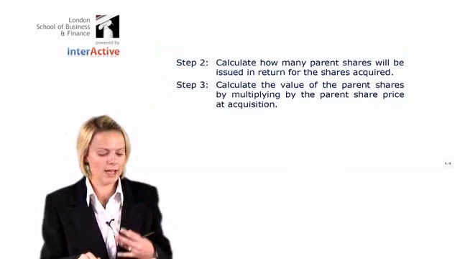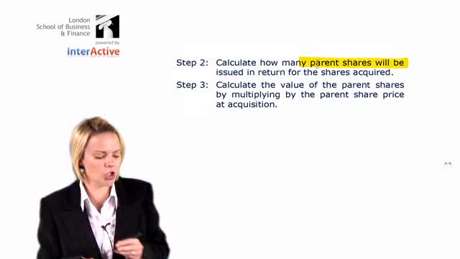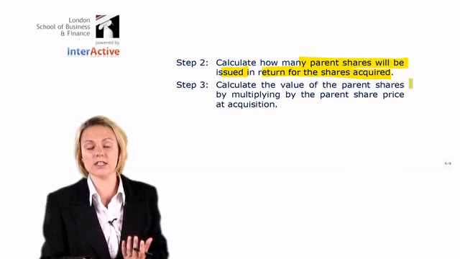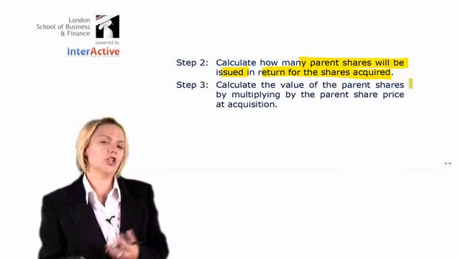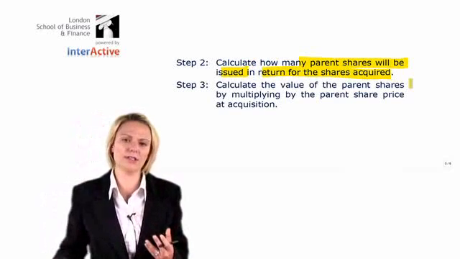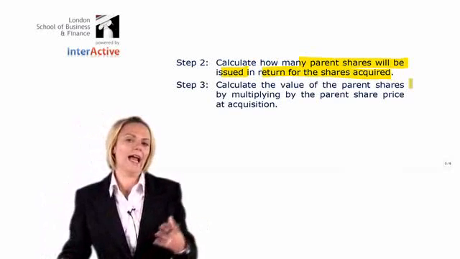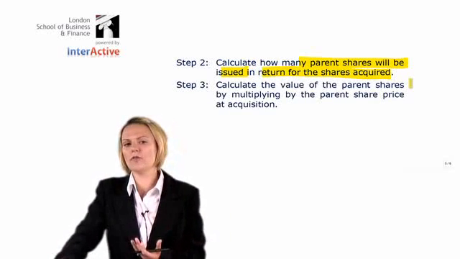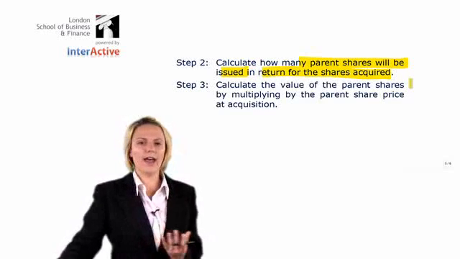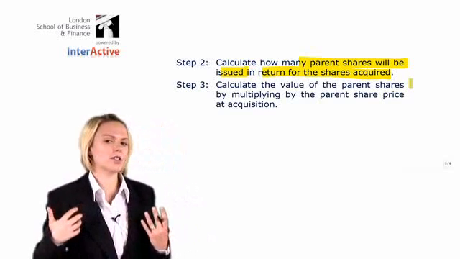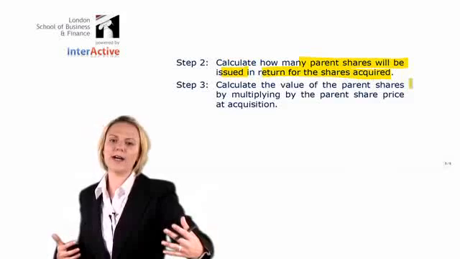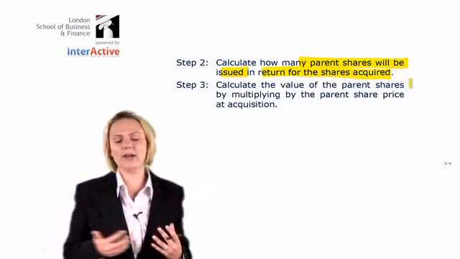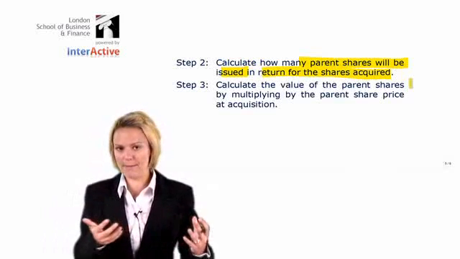Step 2. Calculate how many parent shares will be issued in return for the shares acquired in the subsidiary. Do you remember with bonus and rights issues, it was a 1 for 4, a 3 for 2, that sort of thing? Well, it'll be a similar sort of basis on that. For every 5 shares I acquire in the subsidiary, I'll issue 3 of my own in return. So we'll need to work out the number of shares on that basis.